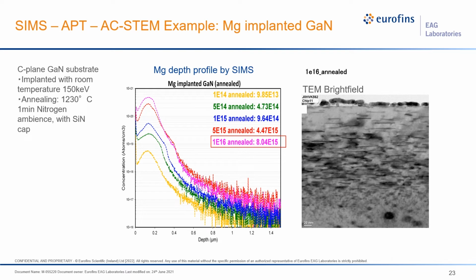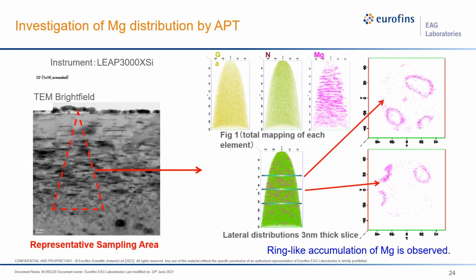So this first example shows looking at epi material, for instance, magnesium implanted GaN. Typically we would use something like SIMS to look at implants, and you get profiles similar to this for varying different doses. In this case, we're going to look at this 1E16 annealed sample. If we take a conventional TEM bright field image of the sample, we see there's actually quite a lot of structure within the sample, a lot of damage. And in this case, there's a lot of magnesium decoration along these defects within the sample itself.